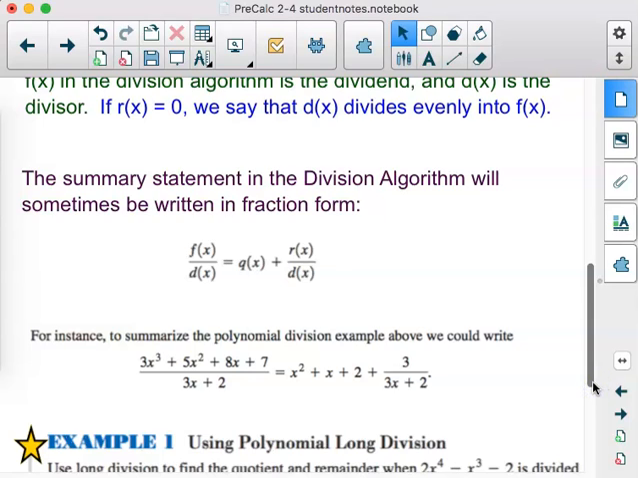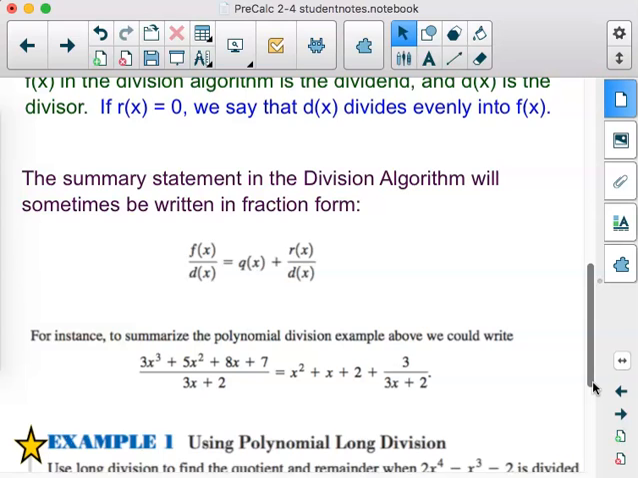The summary statement in the division algorithm will sometimes be written in fraction form. So this is what we started with today, where we had f of x and we divided it by d of x, dividend divided by divisor, and we got a quotient, and then we wrote that little fraction at the end, r of x over d of x. So that one is fraction form.